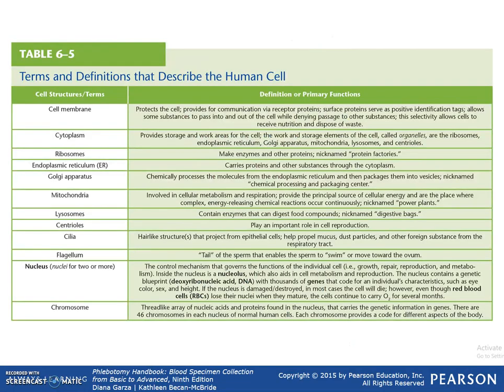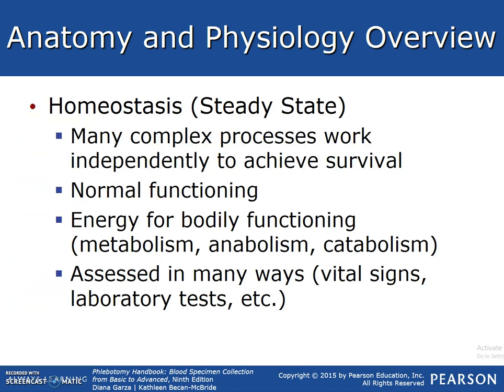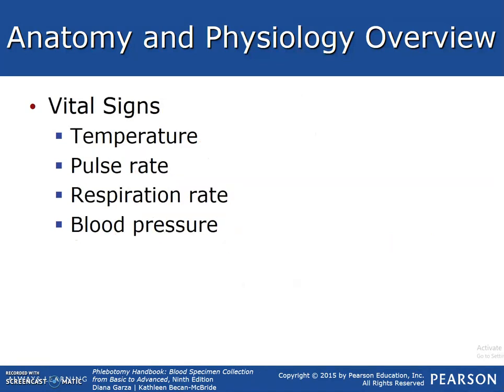Terms and definitions that describe the human cell. I will have you review this on your own. This can be found in table 6.5 in your textbook. Homeostasis, or a steady state, is many complex processes working independently to achieve survival, normal functioning, and energy for bodily functioning. It's assessed in many ways. We would assess this by vital signs, laboratory tests, etc. Vital signs: we might take a patient's temperature prior to blood donation, pulse rate, respiration rate, and blood pressure.